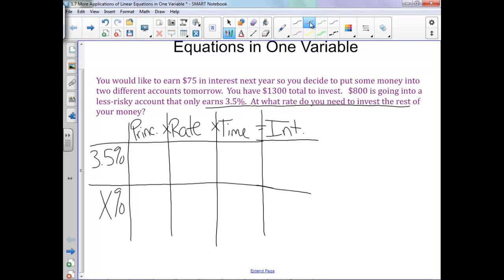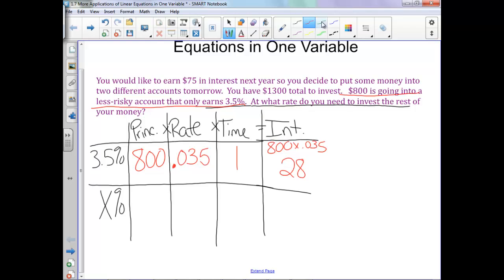So first off, we want to earn $75. We know that 800 is going into this 3.5% account. So that means 800 is our principal for here. Our rate is our 3.5%, but we want that as a decimal. So remember, you've got to move your decimal place 2 spots. Your time is 1 year. So our interest is just going to be multiplying this across, this 800 times 0.035, which equals 28.